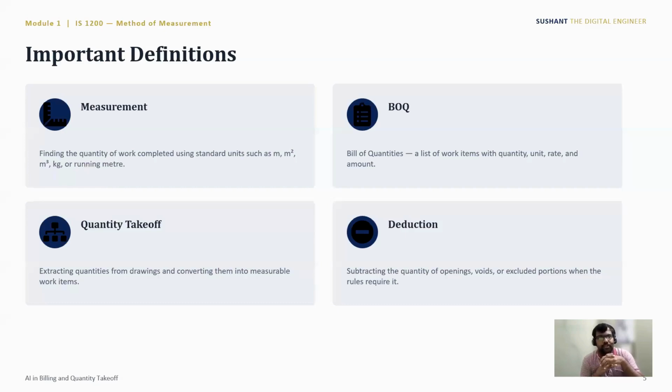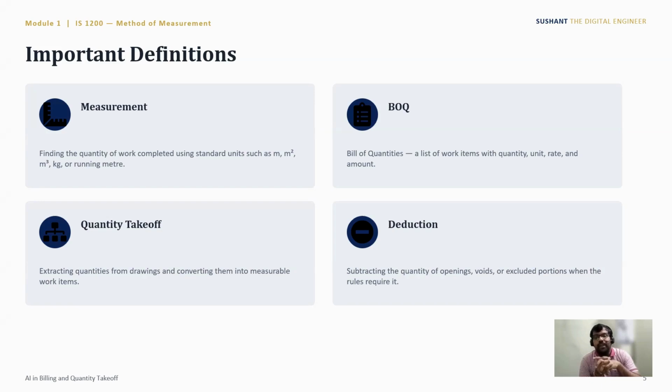So, important definitions. Measurement is finding the quantity of work completed using standard units like meter, meter square, meter cube, kg, and running meter. BOQ, bill of quantities, is a list of work items with quantity, unit, rate and amount. This is called a BOQ. Measurement means finding the quantities of the work completed, using units like meter, meter square, meter cube, kg and running meter.